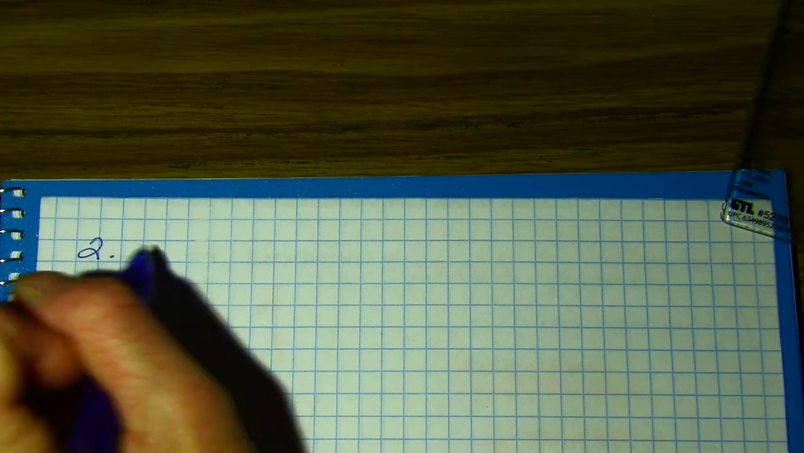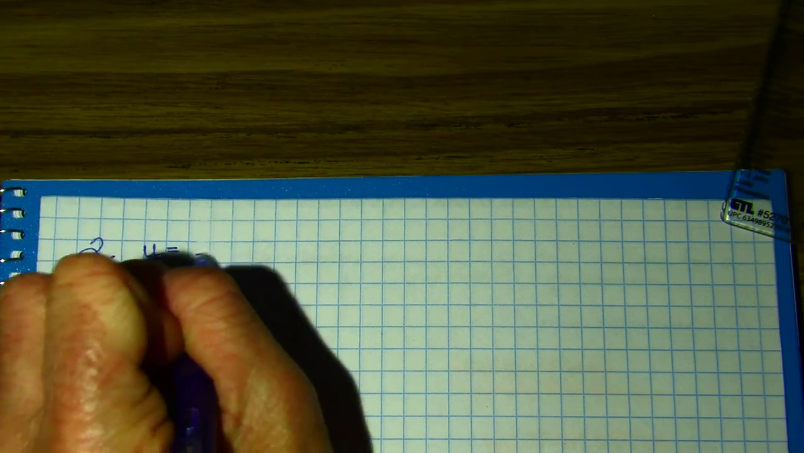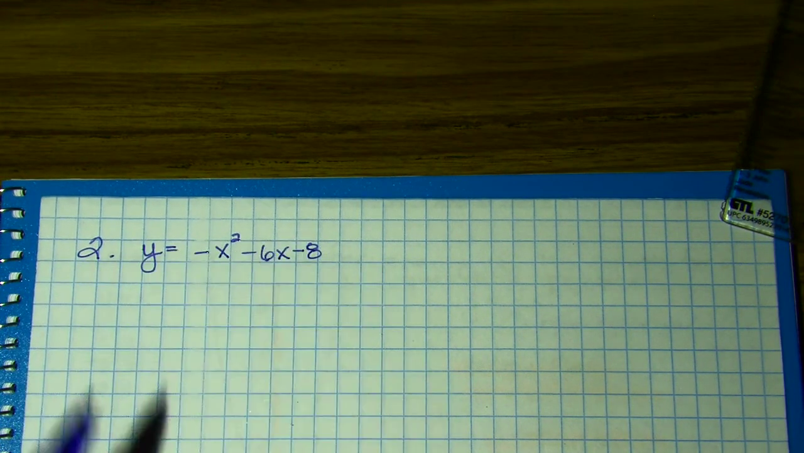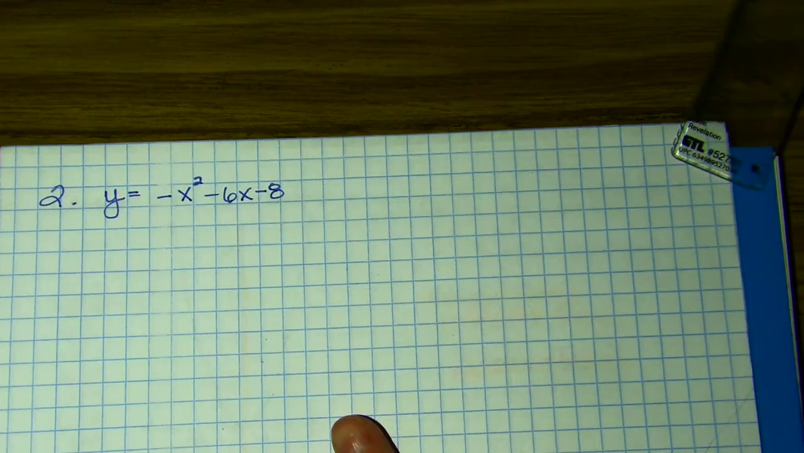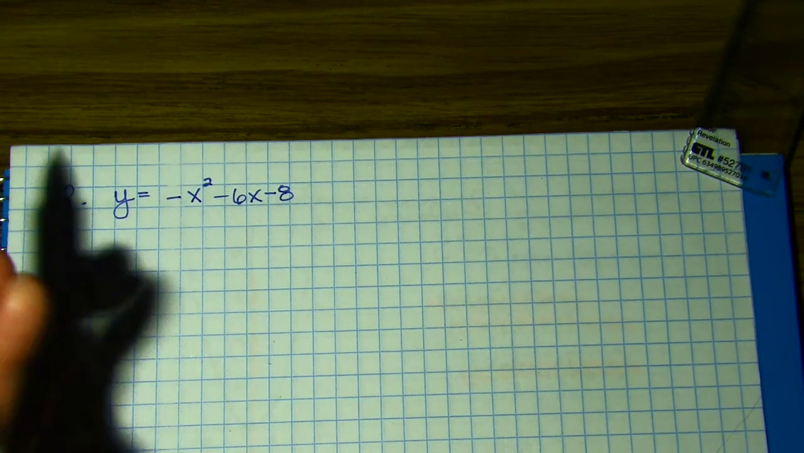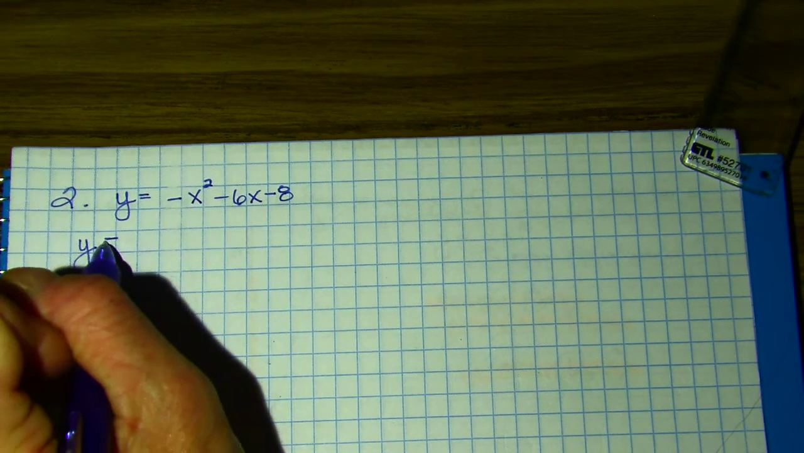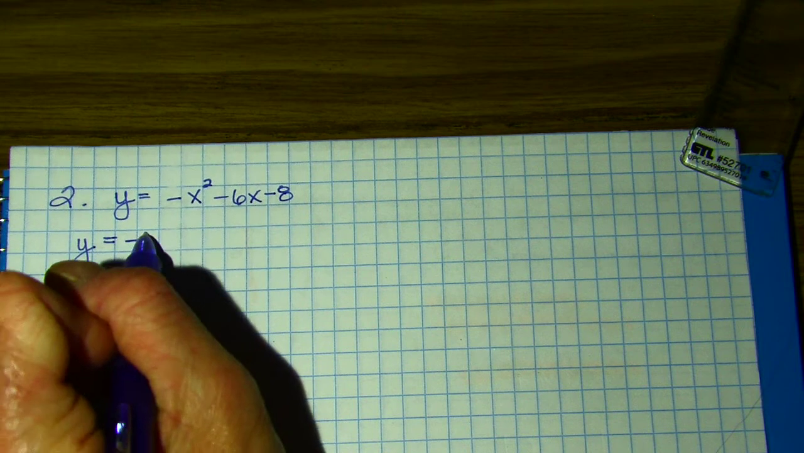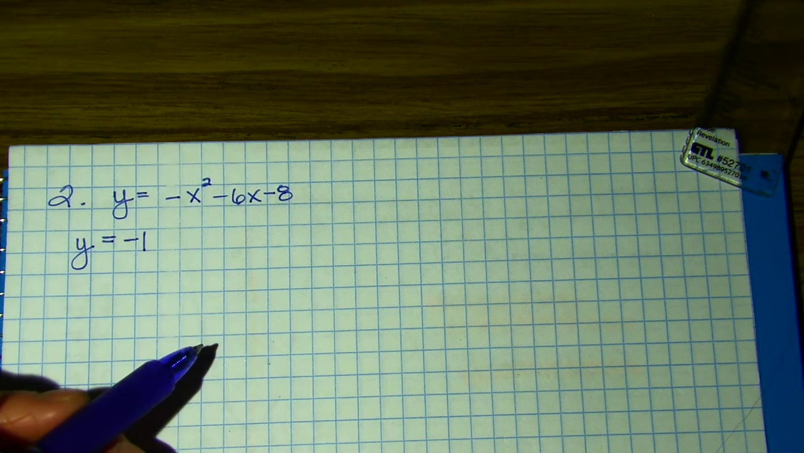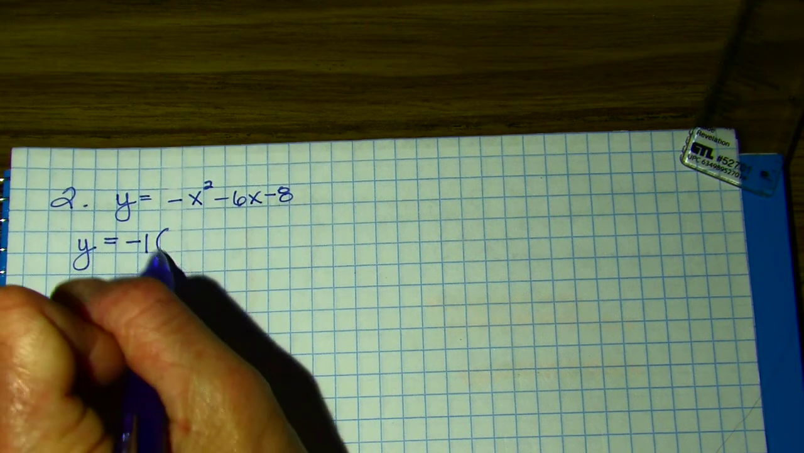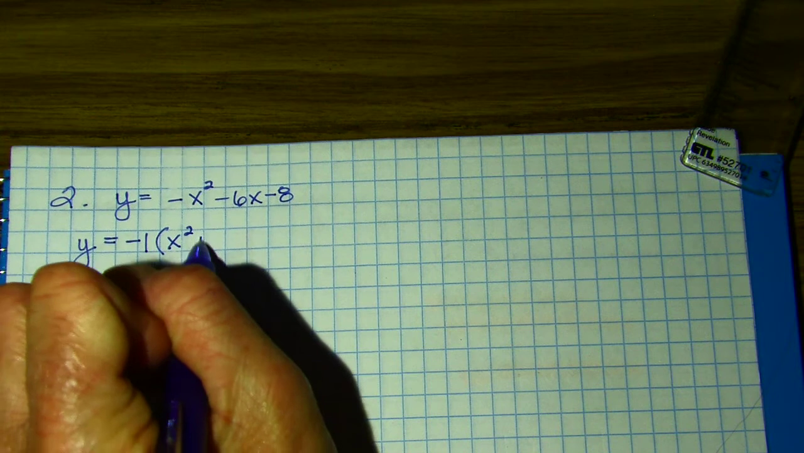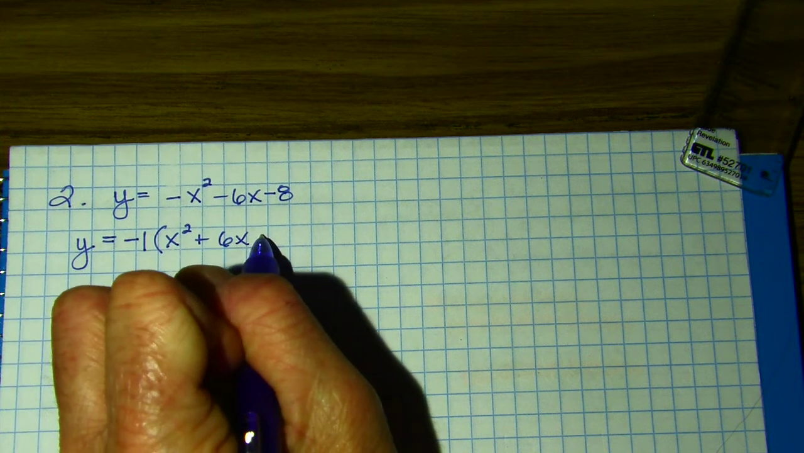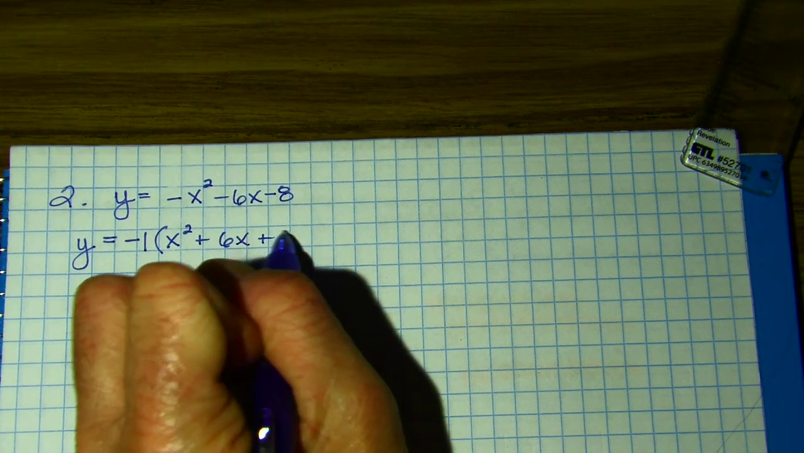So number 2, y equals negative x squared minus 6x minus 8. Let's go over how to complete the square. First, I have to factor out the negative 1. And when completing the square, a can be nothing but positive. So now I'm left with x squared plus 6x plus 8.